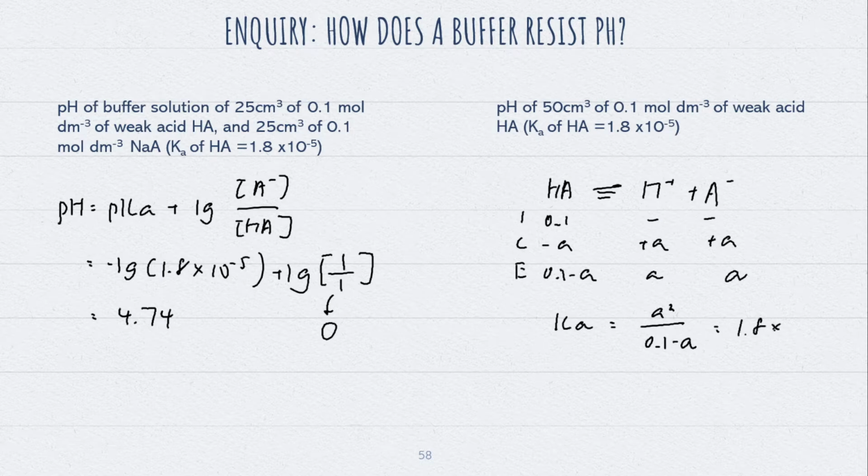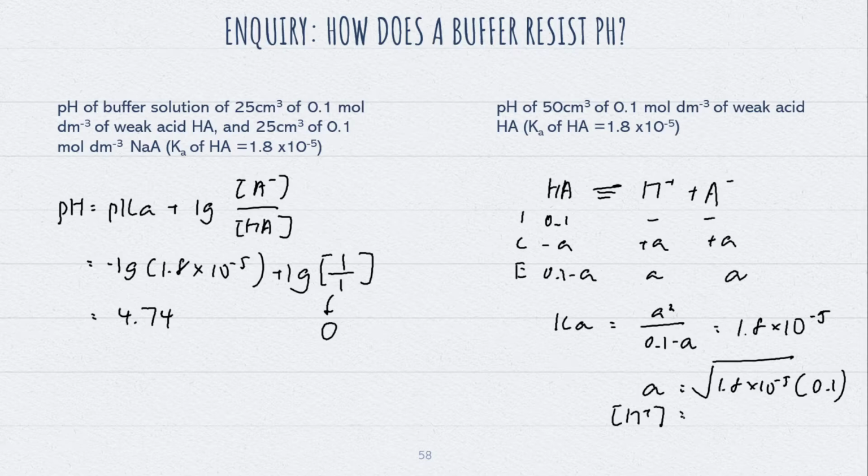I'm just speed running this because we've been through this before. Now considering that your a is much smaller than 0.1, I'll put everything here because I have no space. But it will just be the square root of Ka times 0.1, so your H plus concentration will be quite a small number. And most importantly, your pH, which is the negative log of this, would be 2.87.